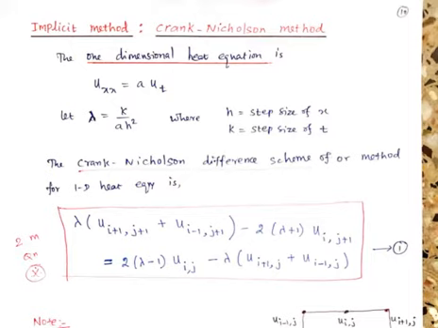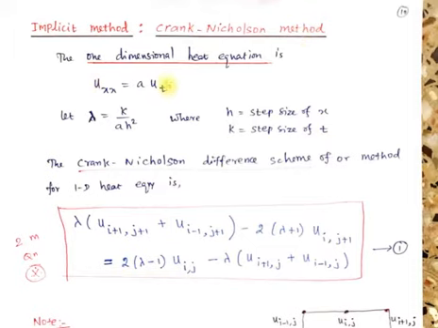MA8491 Numerical Methods. Unit 5, Boundary Value Problems in ODE and PDE. In this class, we discuss solving the one-dimensional heat equation by an implicit method, the Crank-Nicolson method. There are two types of methods for the one-dimensional heat equation. The first one is the explicit method. In the previous class, we discussed the Bender-Schmidt method. In this class, we discuss the implicit method, the Crank-Nicolson method.